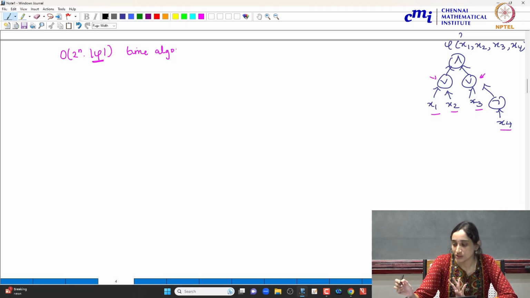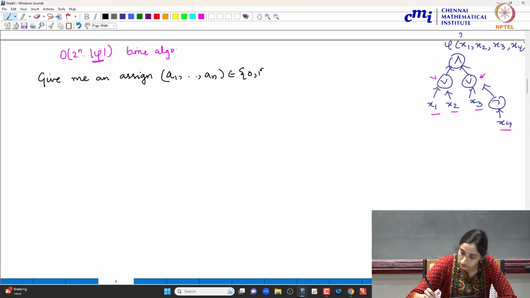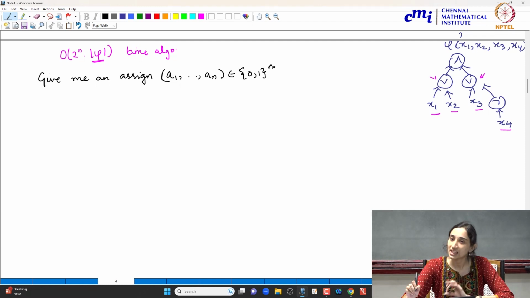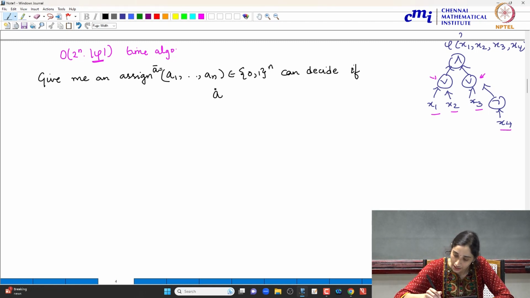But one thing I know about this problem is that if you give me an assignment, A1 to AN in {0,1} to the n, I can immediately tell you whether this is a satisfying assignment or not. When I say immediately, I mean by investing a polynomial amount of time, I can decide. So let me call this whole vector A, and I can decide if A satisfies the formula. I will just use a shorthand notation. If it's not clear, let me know.